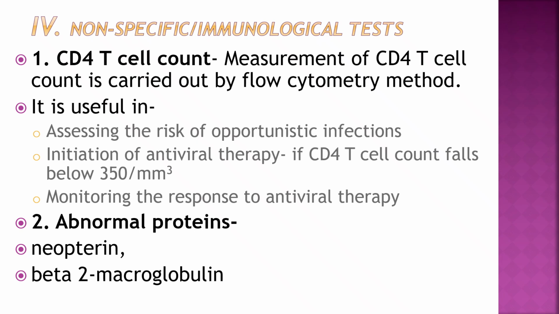Fourth is non-specific immunological tests. CD4 cell count: measurement of CD4 T cell count is carried out by flow cytometry method. It is useful in assessing risk of opportunistic infection, initiation of antiviral therapy when CD4 count falls below 350, and monitoring the response to antiviral therapy. Abnormal proteins like neopterin and beta-2 microglobulin.